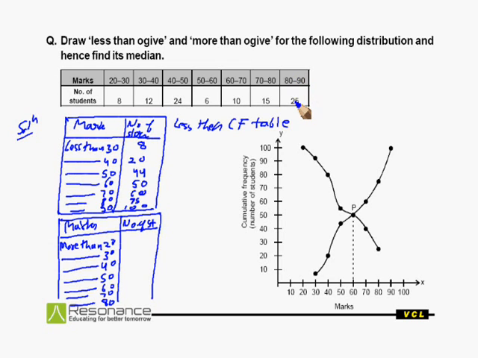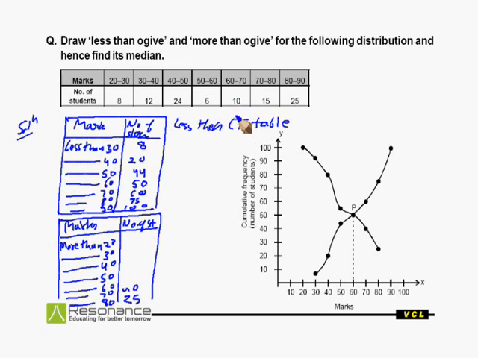So the number of students is 25. Here we write 25. Now the number of students whose marks is more than 70. More than 70 means the number of students lying in the class intervals from 70 to 80 and 80 to 90. So the number of students whose marks is more than 70 is lying in these two class intervals. So we have to add these frequencies, that is 15 and 25. So we get 40 here.